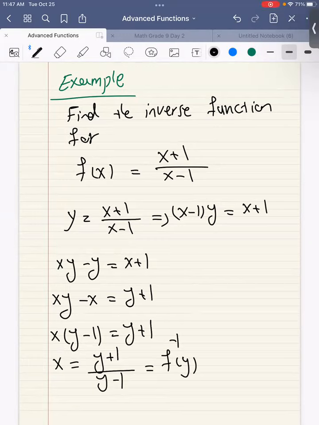So if you want to write f inverse as a formula in terms of x, then f inverse of x would be x plus 1 over x minus 1. It's funny, it's a function which is its own inverse. So the inverse and the function are equal. It's a coincidence here.